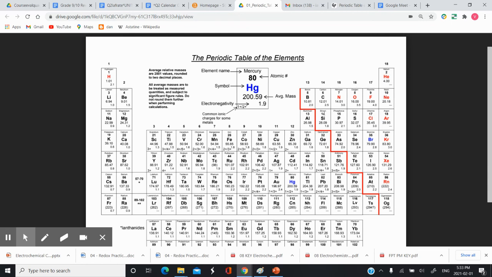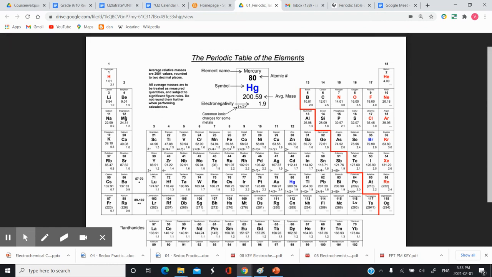Let's look at the next row. Phosphorus gains 3 to become like argon. Sulfur gains 2 to become like argon. Chlorine gains 1 to become like argon. So the nonmetals, they tend to gain electrons to become like the noble gas that comes after them.